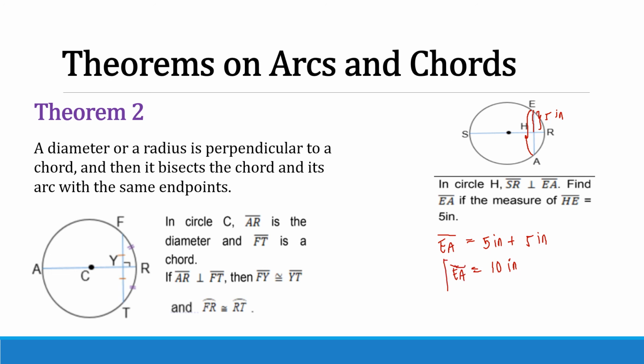Okay? So, because our HE is 5 inches, this HA or AH is also 5 inches. So in total, the measure of our segment EA is 10 inches. We just add the two measures there. Okay?